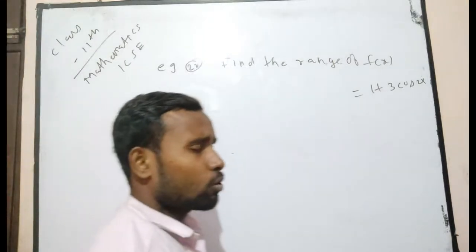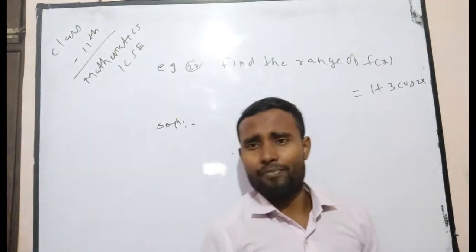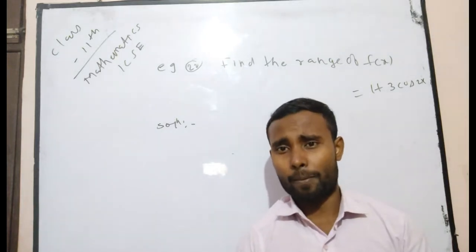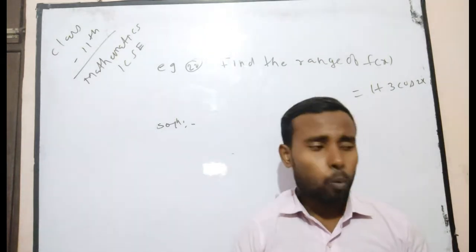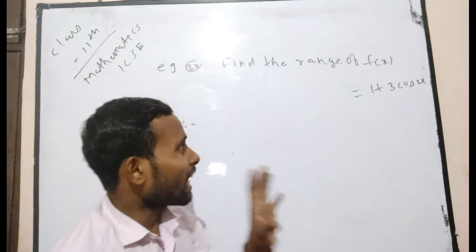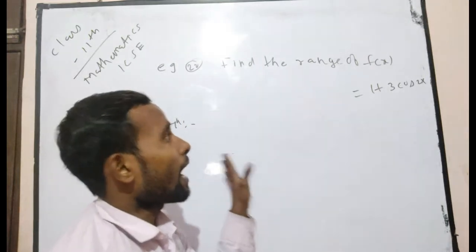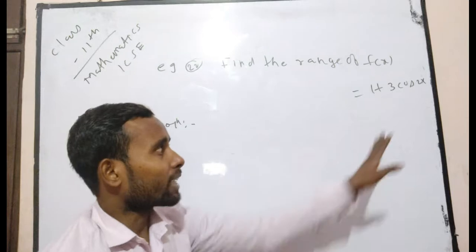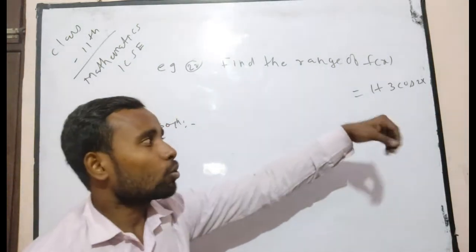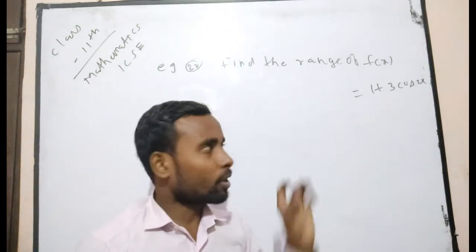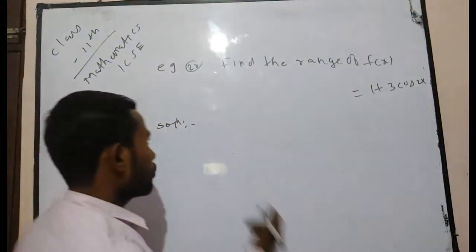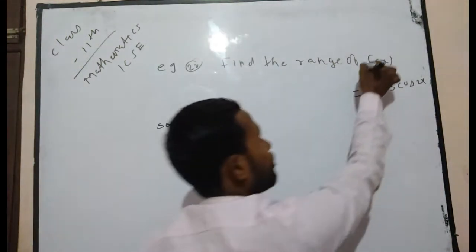First of all, I want to say to you what is the meaning of the range of this function. Range of this function means what can be the possible value of f(x) over the real numbers. As you know, in 1 plus 3 cos 2x, you can put any value of x. For any real number x, it is defined everywhere. So you have to find the range of f(x).